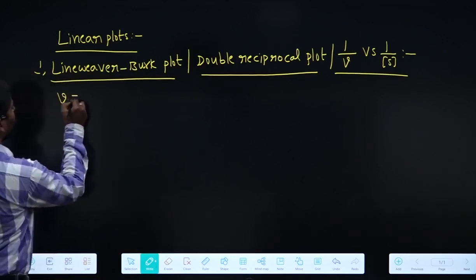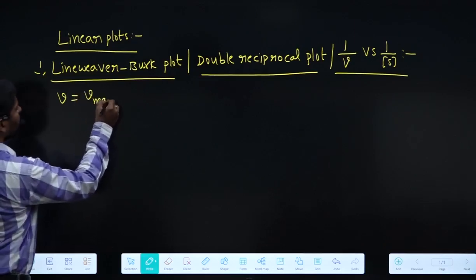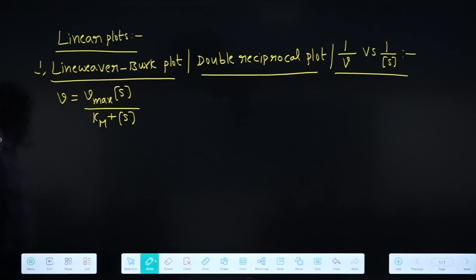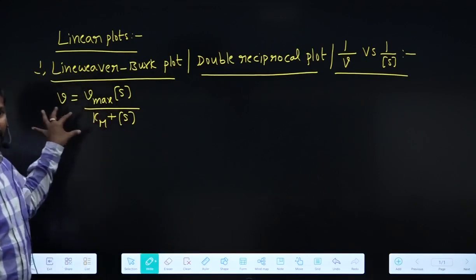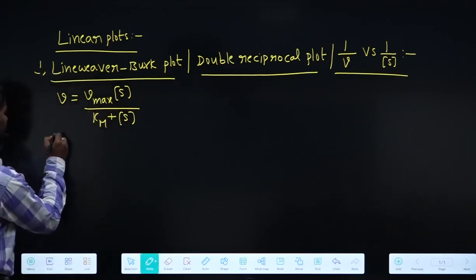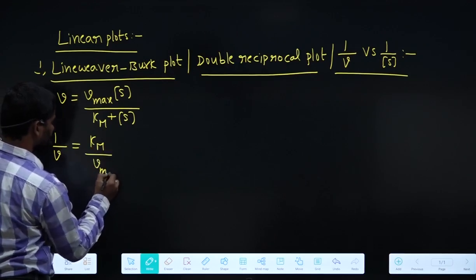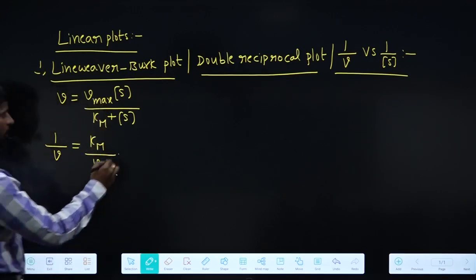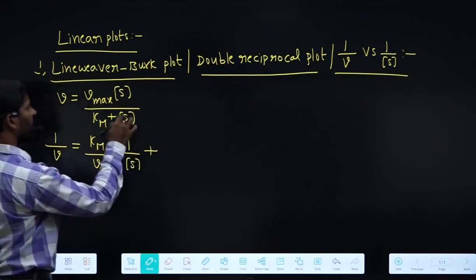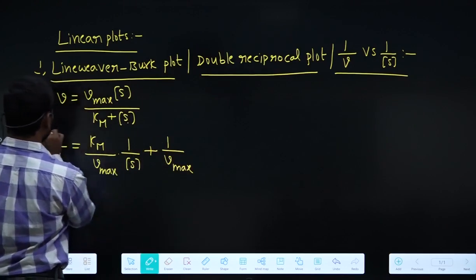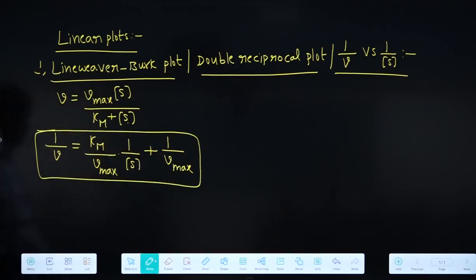So what is the rate equation we have? V is equal to V max into concentration of S by Km plus concentration of S. We are taking the inverse of V, so if you write the inverse of the above equation, 1 by V is equal to Km by V max into 1 by S plus S by V max into S. The S gets cancelled, and we get 1 by V max. So this is a linear relationship we are getting.